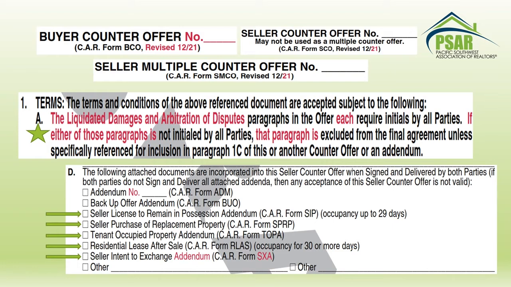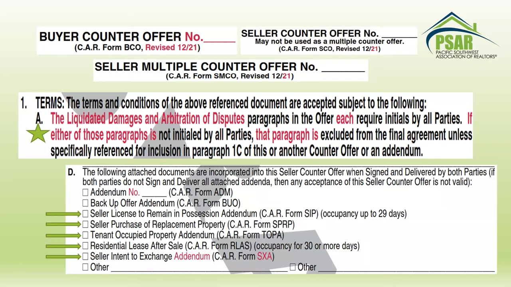I might say seller needs to stay in possession. So that's the SIP for occupancy up to 29 days. Seller purchase of replacement property. Okay, look, I've got to buy something to sell this to you. So that's form SPRP. Maybe they say, look, you didn't realize there is a tenant in the property right now. So let's go ahead and incorporate the TOPA. That's our new form, tenant occupied property addendum. Or the release of the residential lease after sale. As the seller, I'm going to stay for 30 days or more, so I'm going to incorporate that.